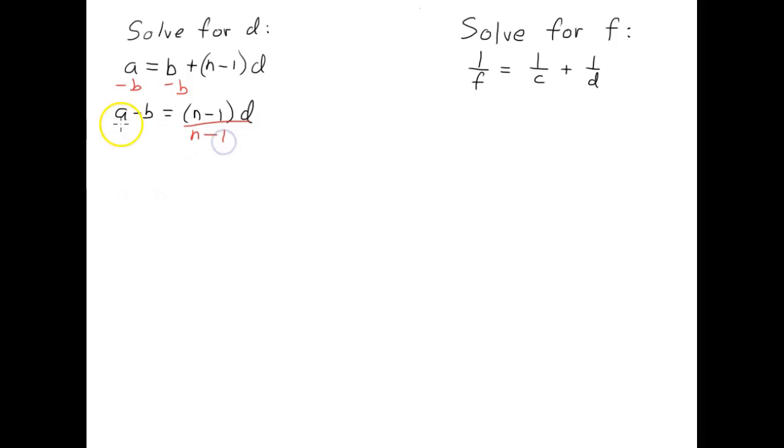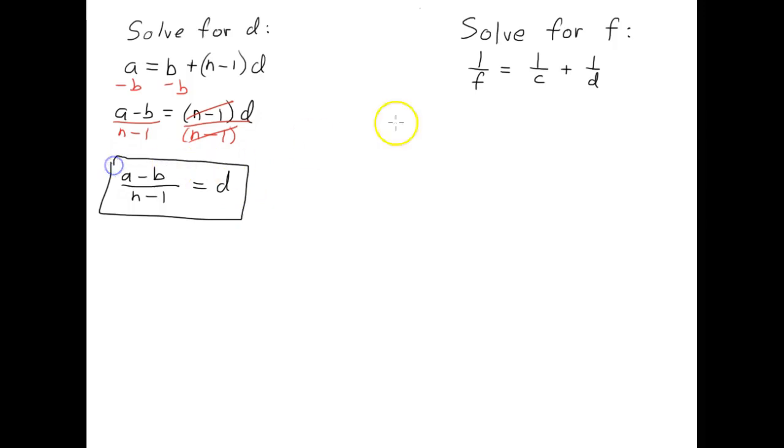N minus 1, we're dividing both the right and the left side by n minus 1, and the numerator and denominator cancel out, and we're left with just 1d on the right hand side, and on the left hand side we have a minus b over n minus 1. That equals d. And that's as far as we can go with that one.